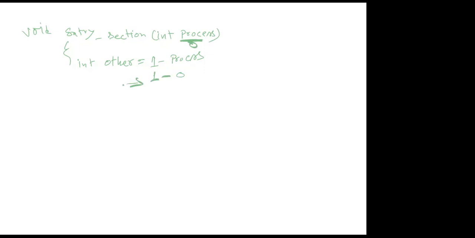Okay, this is the two process solution. When enter section is called from process number 1, that means this process value is 1, so the other process will be process number 0. You see, 1 minus 1 will be 0. This is the reference, this other process. What is the other process?